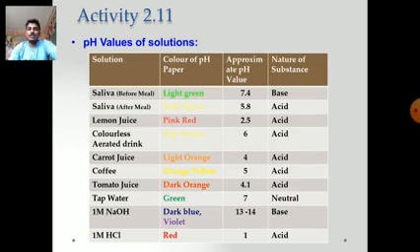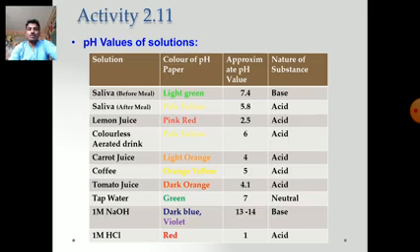Next one is lemon juice. The color of the pH paper is pink red, the approximate pH value is 2.5, and the nature is acid. Aerated drink is light pink, the approximate pH value is 6, and it is acid. Carrot juice is light orange, the approximate pH value is 4, and it is acid. Next one is coffee. It is light orange, the approximate pH value is 5, and it is acid.